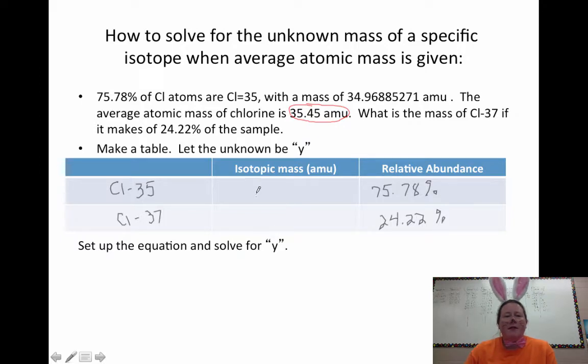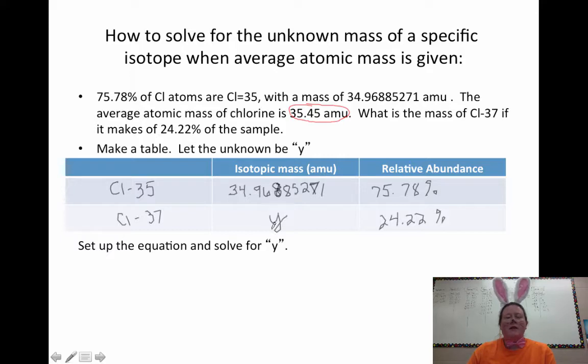The isotopic mass of chlorine 35 is 34.968. Oh my goodness. 85271. This is not working out for me so well.